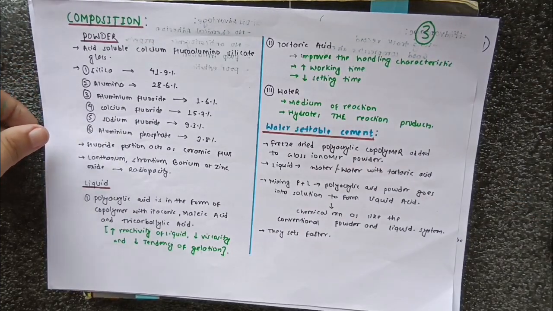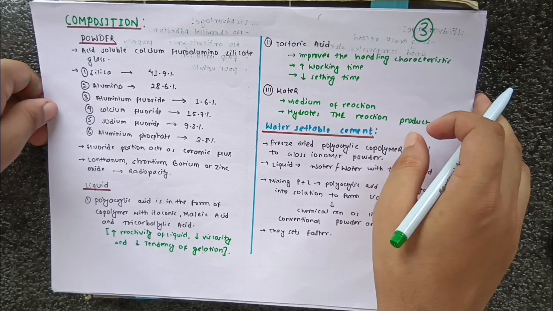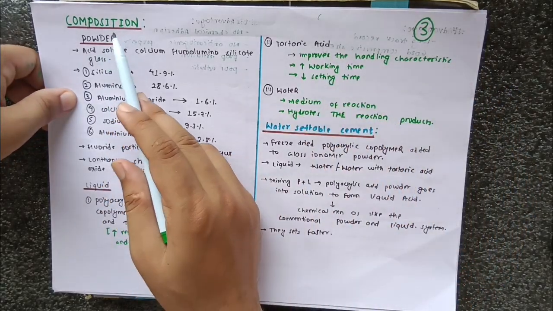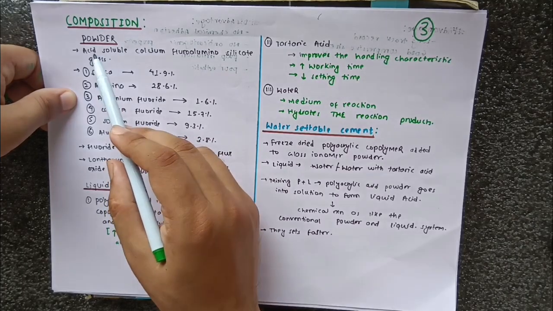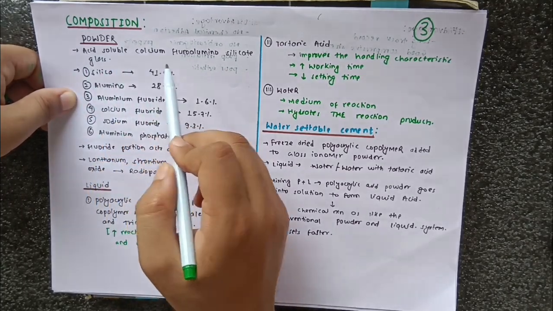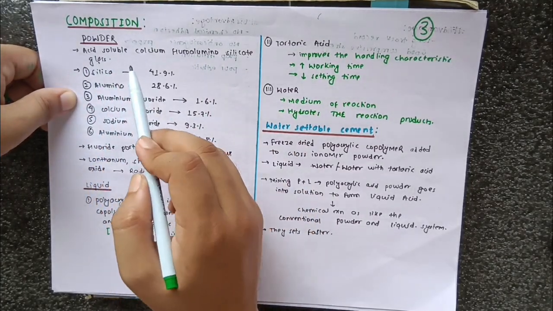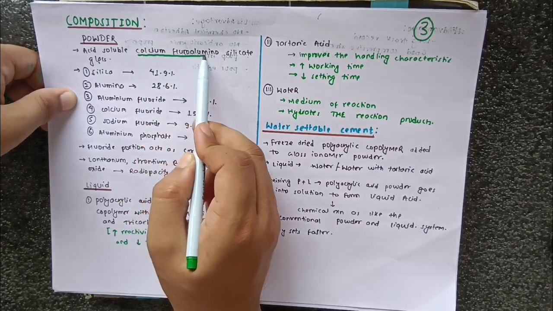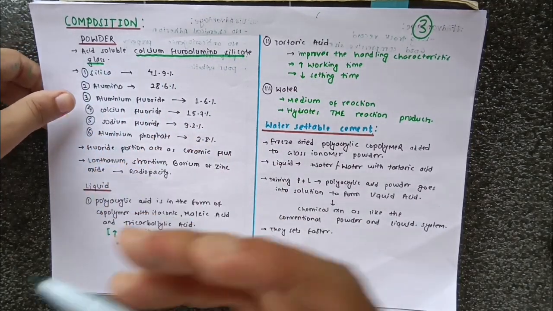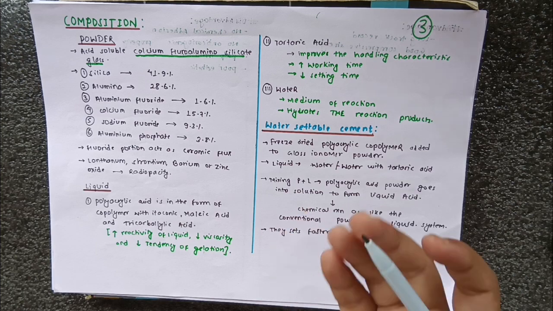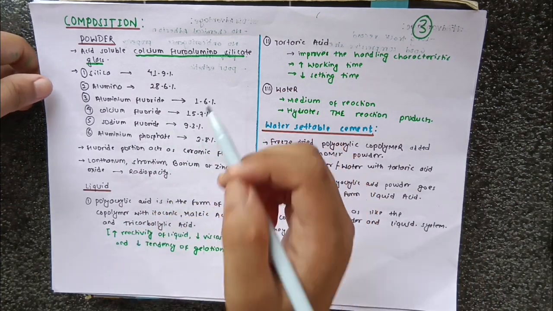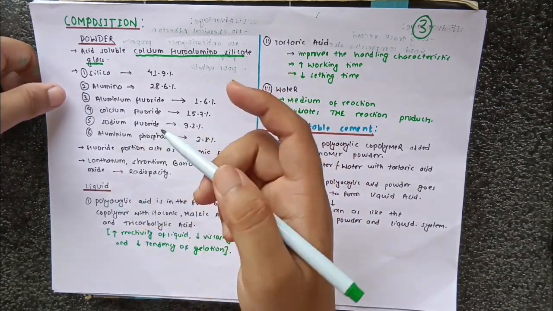After that, in the composition section, this is very important. We have powder and liquid. In the powder, the main component is the acid soluble calcium fluoroaluminosilicate glass. Remember this full name: acid soluble calcium fluoroaluminosilicate glass. It is quite a big name, but you should remember it. As I am repeating it, you should remember this.